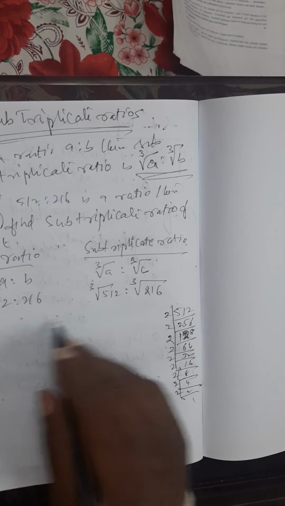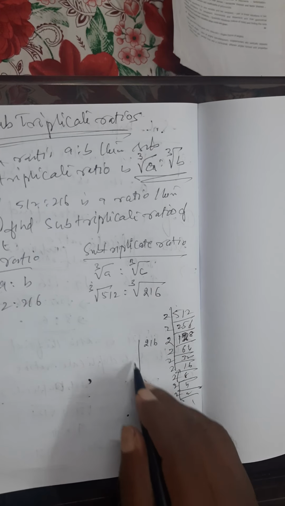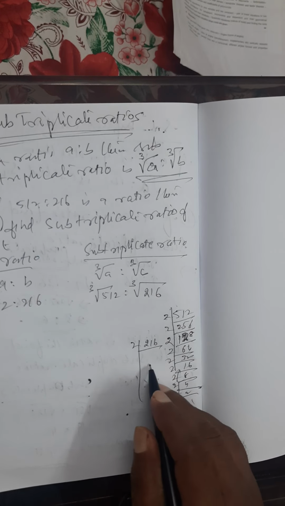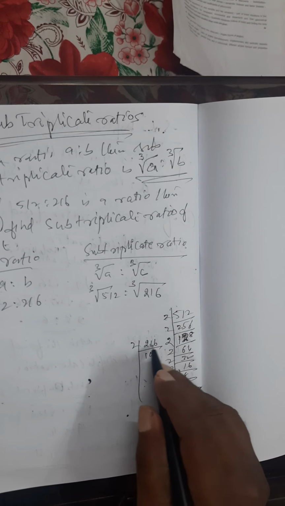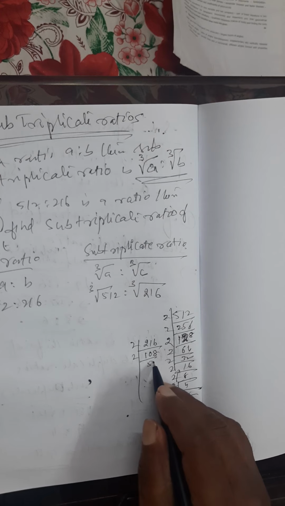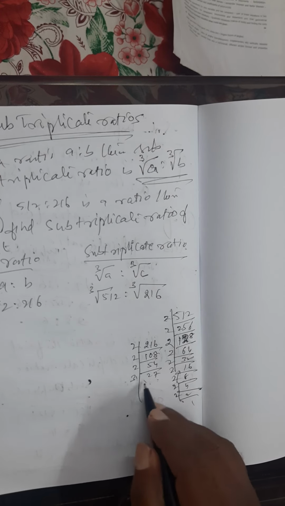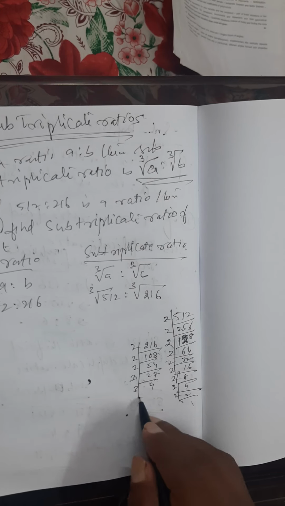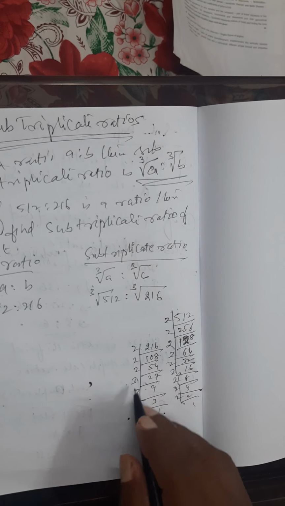Again we have to take the number 216. Take the factors of it. It goes with 2, then 108, then 54, 27. It goes with 3, 9, it goes with 3 again, 3 ones are 3. Like that we will get three 3s.